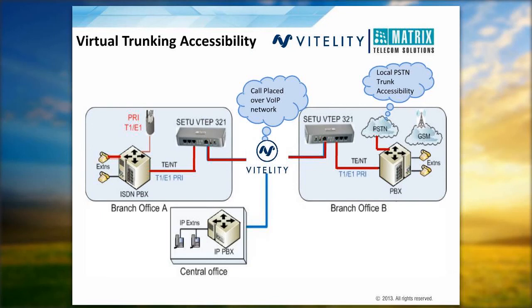Virtual trunk accessibility is a similar thing, because as you can see in the graphics here, you can have a VTAP installed at multiple sites, branch office A or branch office B, using the Vitelity SIP trunk, connecting to an IP PBX at a third location. I think that's one of the questions that Scott or a Vitelity salesperson can answer after the presentation. The question was, does the customer need a Vitelity peer-to-peer service to make peer-to-peer calls?